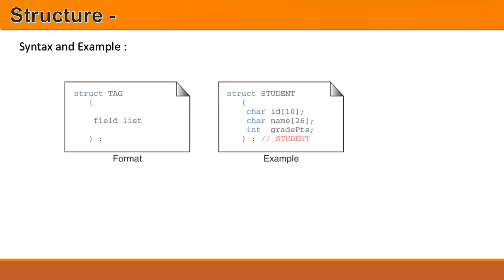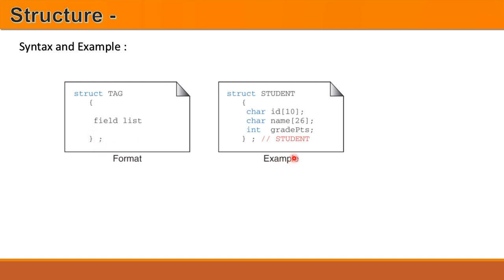Here, the syntax of the structure is this way. We have to use the struct keyword to define a structure. Then the tag or the structure name, and the field list or the structure elements or the members of a structure are defined in the curly brackets, and finally the semicolon.